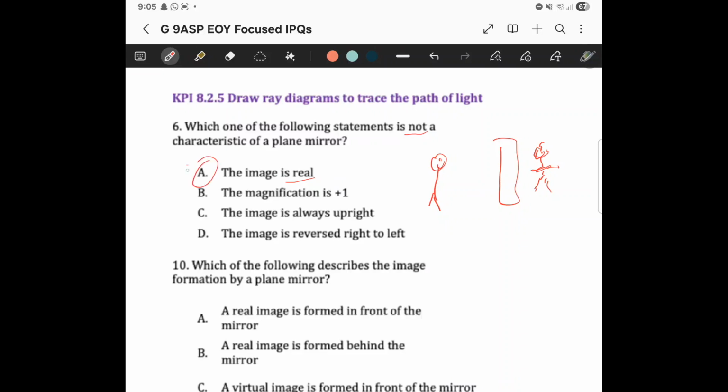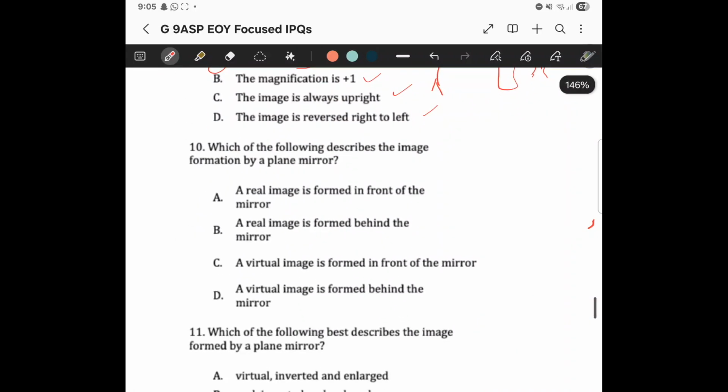No, this is the one that's not a characteristic. This is actually the answer. It is +1, the same magnification. You look like the same size in the mirror. It will be upright because you can see your face clearly. And it will be reversed, so you're looking at a mirror image of yourself. So it'll be a reversed image.